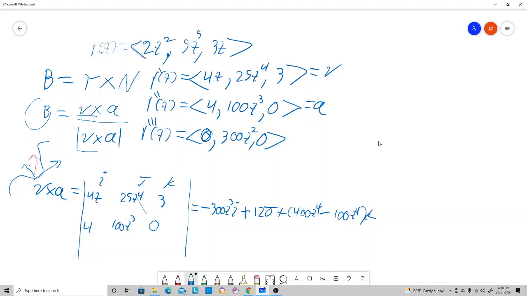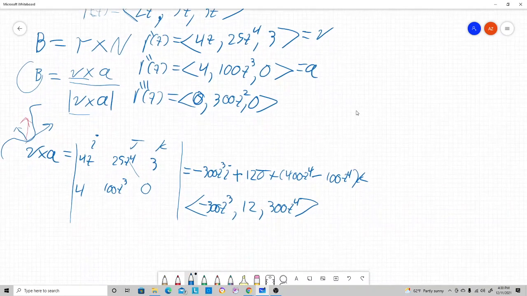Let's write it down in the form I prefer: negative 300t to the third, 12, and then we can simplify this to 300t to the fourth. Okay, that's good. So now we have this, and we need to find the magnitude of it.